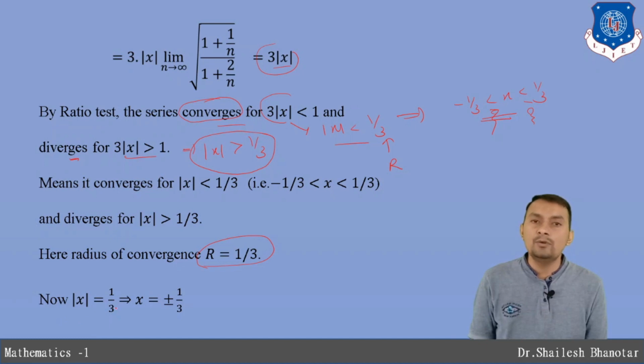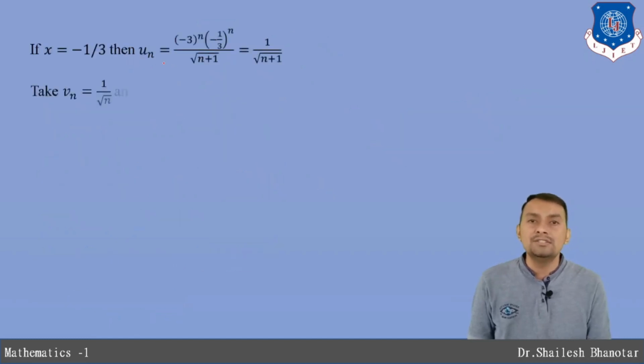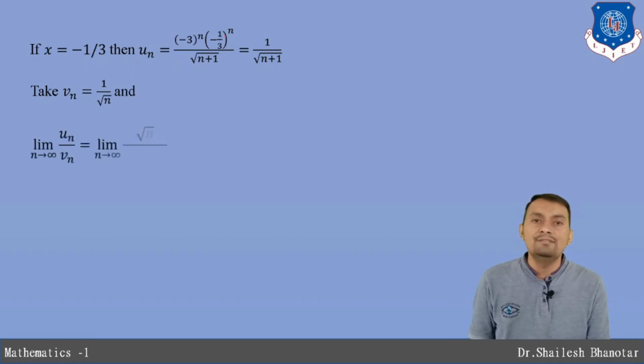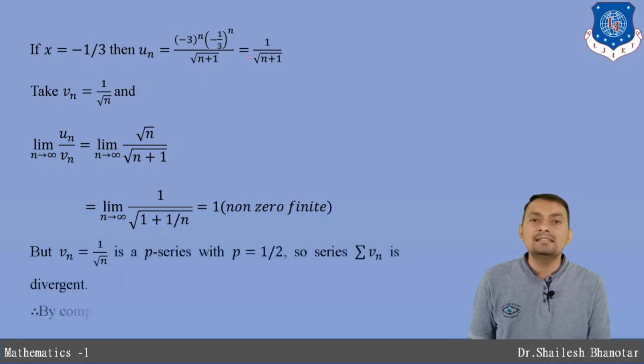And if we get this quantity equal to 1, then mod x is equal to 1 by 3. That means we have to determine whether the given series is convergent or divergent when x is equal to plus or minus 1 by 3. So for x equal to minus 1 by 3, our nth term will be this one, and when you simplify, you are left with 1 divided by under root n plus 1. From this, we want to show whether this series is convergent or not.